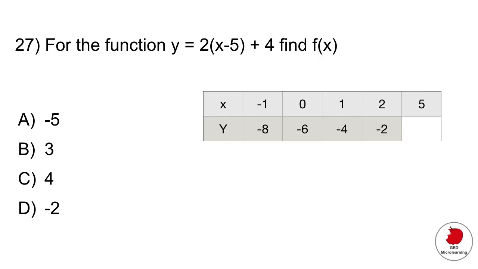All right, so question 27 looks at functions. Okay, so it gives you a function, which is y is equal to 2 multiplied by x minus 5 plus 4, and it asks you to solve for f of x.